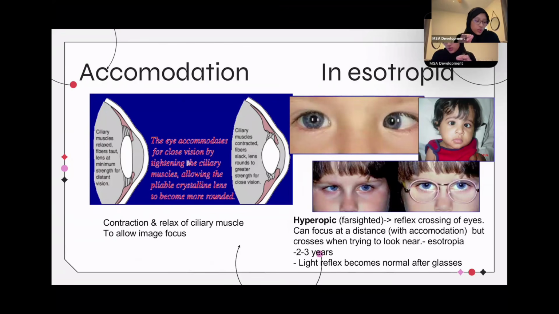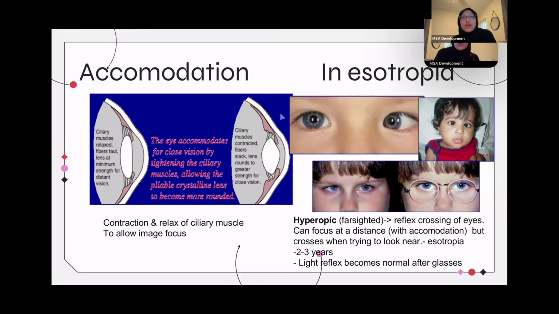Accommodation is focusing on an object. When we have an object, let's say, that is coming closer to our eye, we focus on it because of accommodation. Usually, if an object is near to the eye, the ciliary muscles will contract, which will make the lens more round, good for closer vision. If an object is far, it stretches that lens. It becomes thin, but the ciliary muscles are relaxed to stretch the lens. That's how you can think about it. So that allows us to focus.